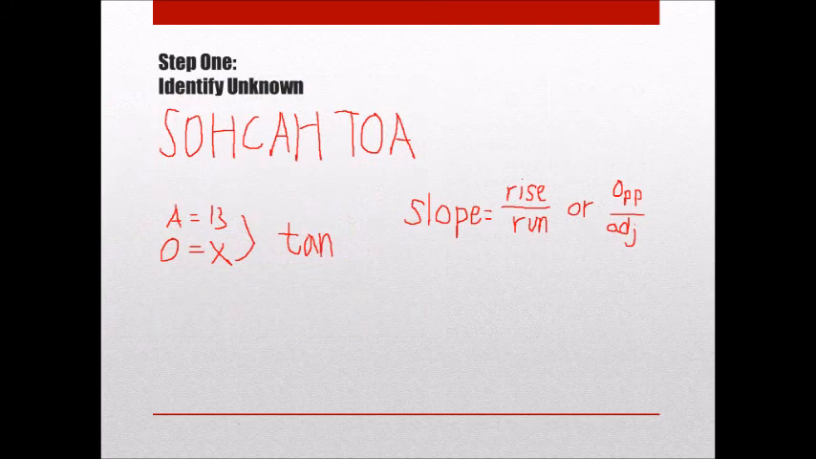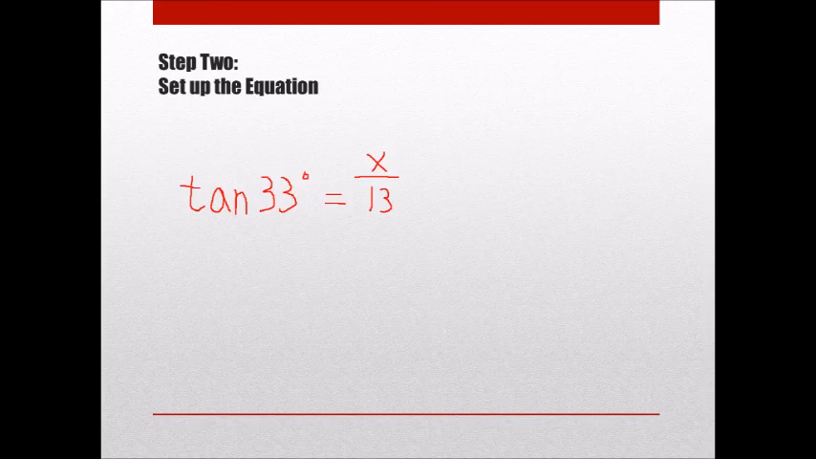The first step in doing this problem is to identify what it is we're trying to find. We are given the 13 feet that is adjacent to the theta. We also know that the slope is rise over run, and that the adjacent is the run. So we need a rise. The rise also happens to be the opposite. Now we have opposite and adjacent. According to SOHCAHTOA, those are the key components. Next, we have to set up the equation, which is the tangent of 33 degrees equals x over 13.